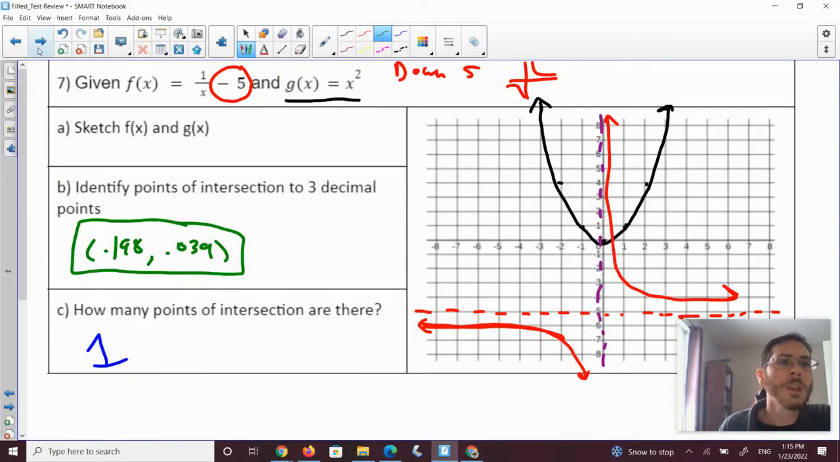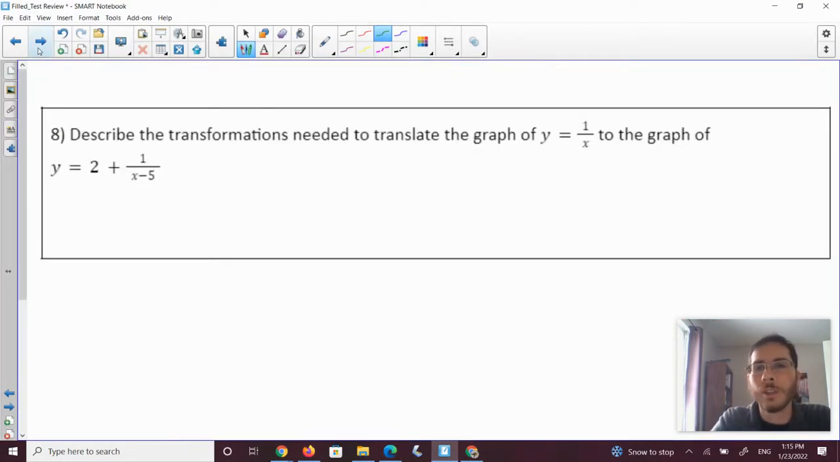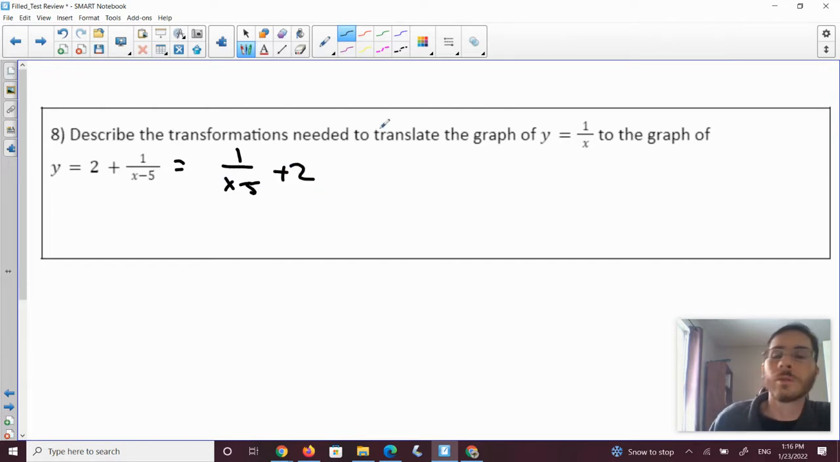Number 8. So for 8, describe the transforms needed to translate the graph y equals 1 over x to the graph of y equals 2 plus 1 over x minus 5. Just real quick, I'm going to rewrite this so it looks a little bit nicer. 1 over x minus 5, plus 2. So I'm going to rewrite that.